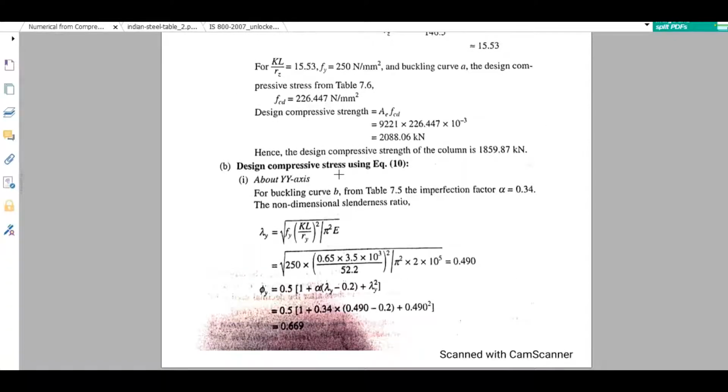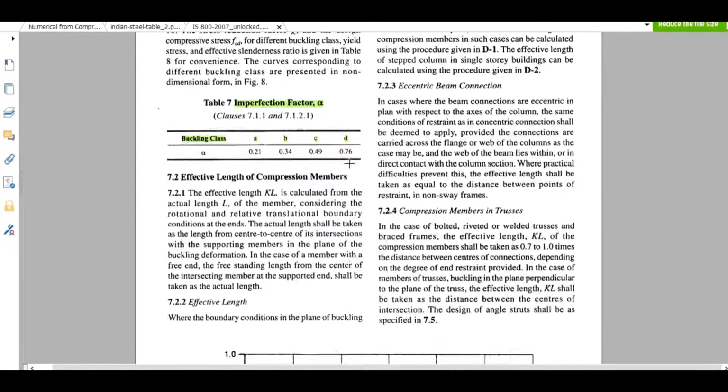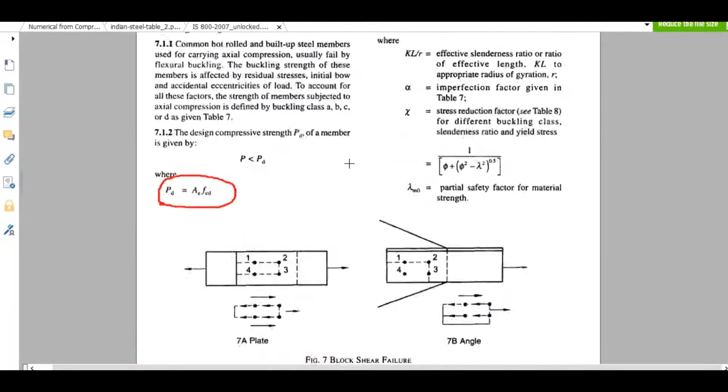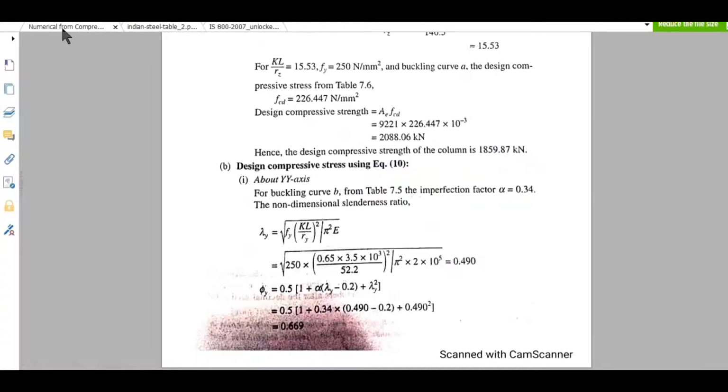So this is one process. You can select this process in your numerical solution. And next is using the equation, as mentioned in IS 800. So this is the equation. FCD is equal to this. Here you know what is phi, what is lambda. Equations are given. You just have to find the phi and lambda for two directions, and you have to find the answer.